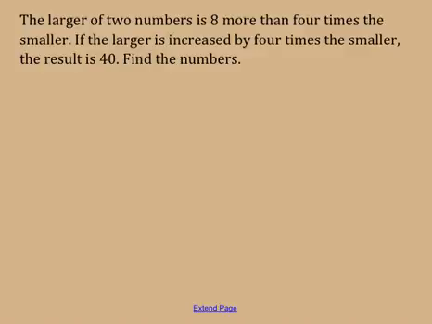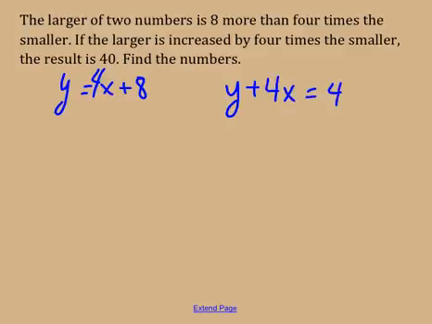The larger of 2 numbers is 8 more than 4 times the smaller. If the larger number is increased by 4 times the smaller, the result is 40. What I have for you is the larger of the 2 numbers is 8 more than 4 times the smaller. So if my X is my small one, what does that equal? Well, it's 8 more plus 4 times the smaller. If the larger is increased by 4 times the smaller, the result is 40.